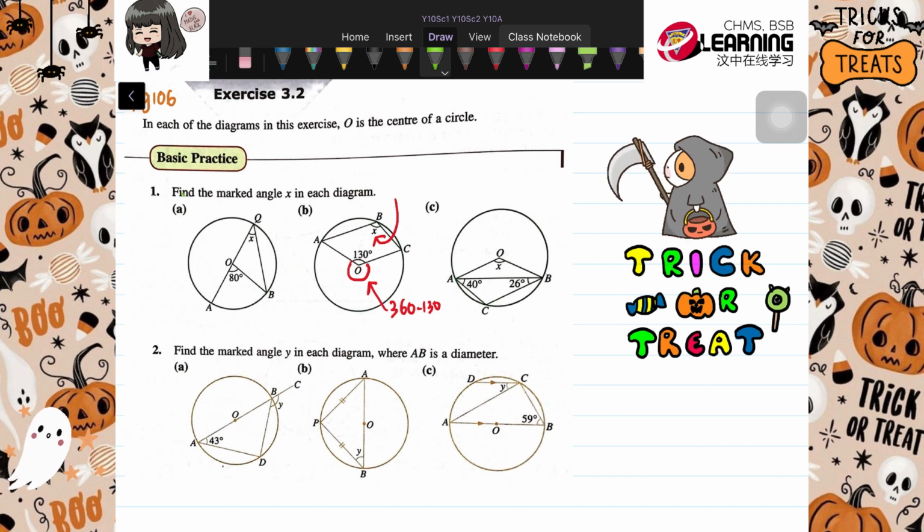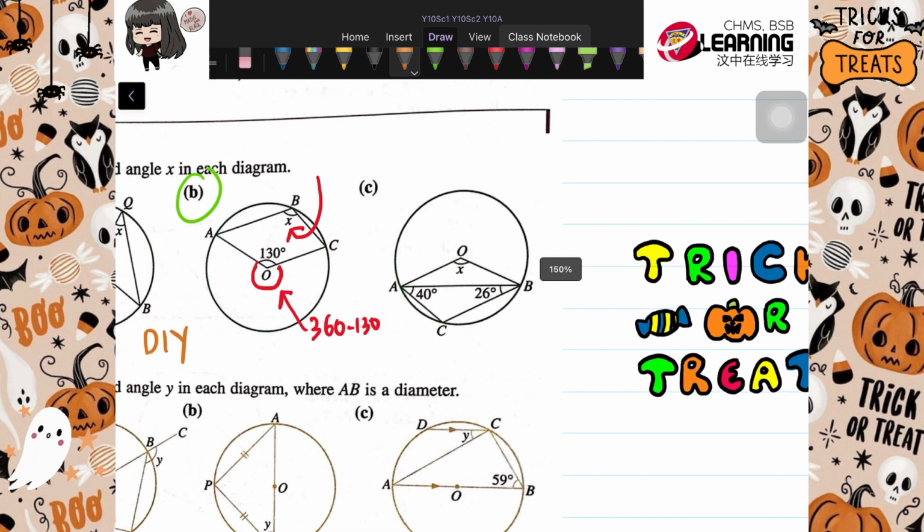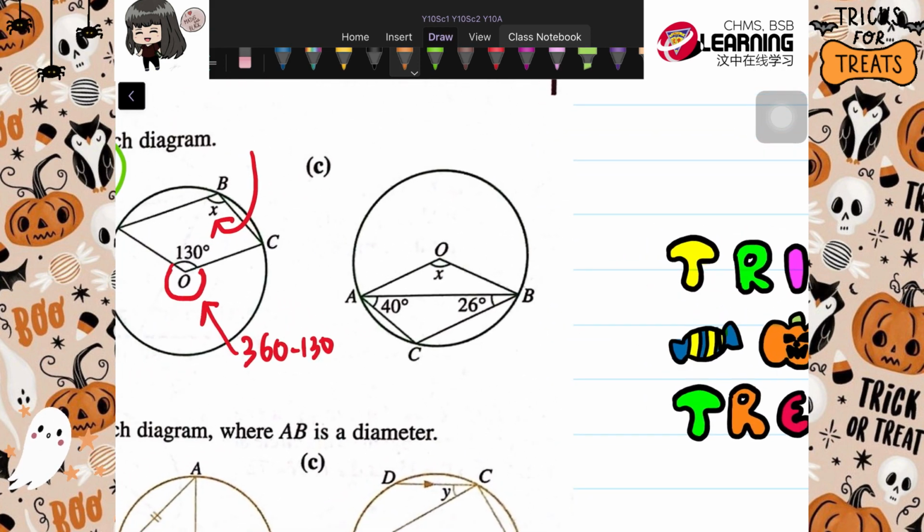So these two questions, I leave it for you to do yourself. Now part C, I will do it for you. You can pause this video and try on your own first. So we have a triangle over here. This ABC is a triangle. First of all, I will find this angle. This angle will be 180 minus 40 minus 26. I'll get 114.